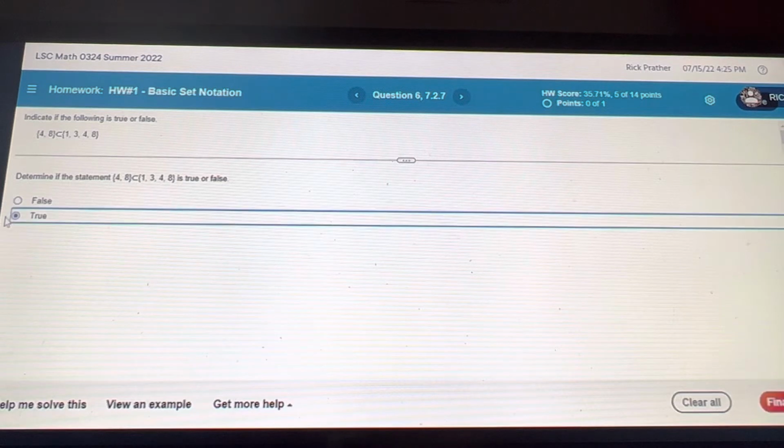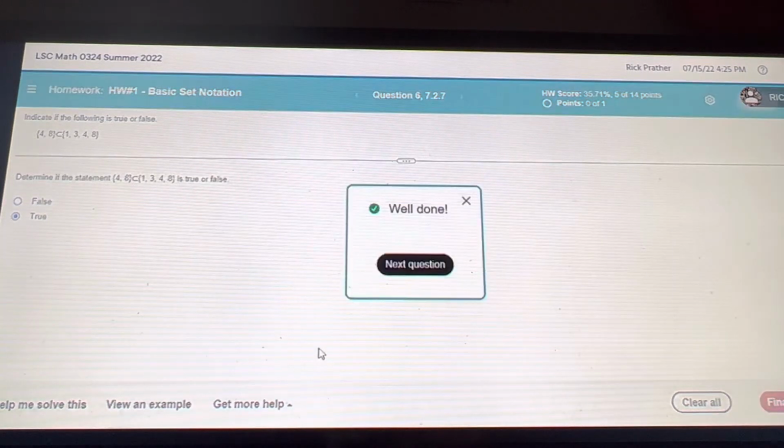This is true because both 4 and 8 are in the larger set, and if you had like 5 and 8, that would be false because 5 is not over here. So everything in the smaller set is in the bigger set.